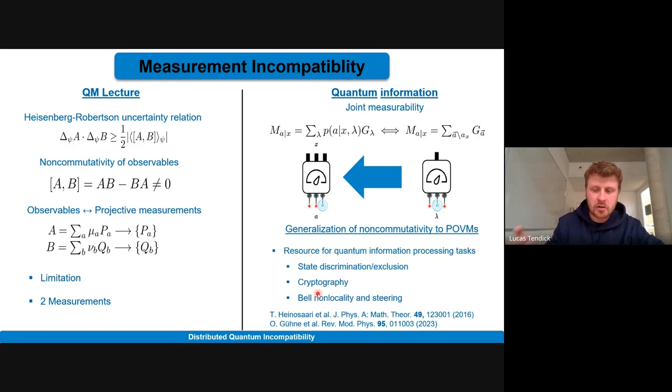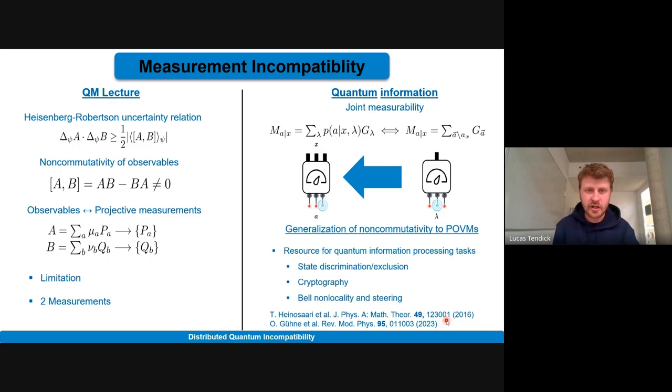And this has been a topic which was relevant in the past years, but you can also see that there's already a review by Heinosaari and co-workers from 2016, but also a quite recent review from 2023 from Otfried Gühne and co-workers.